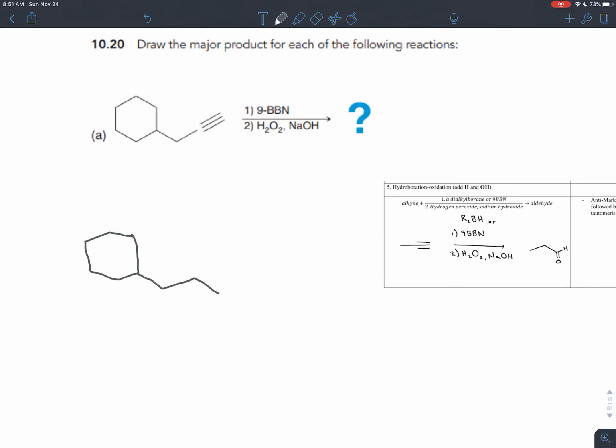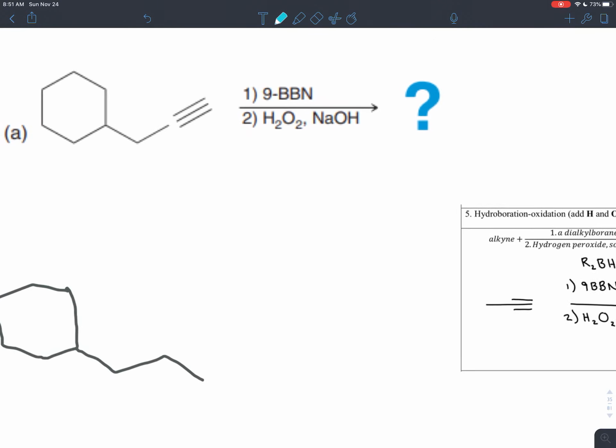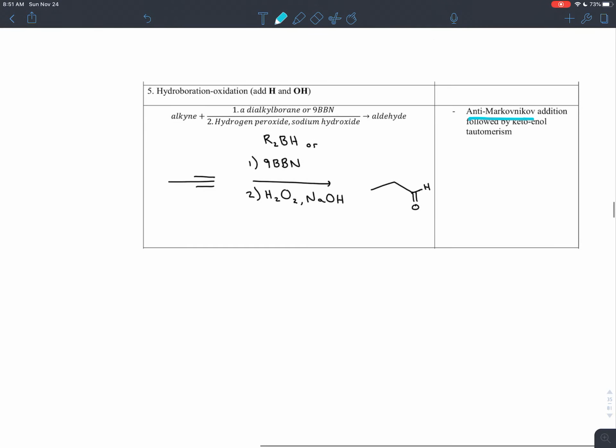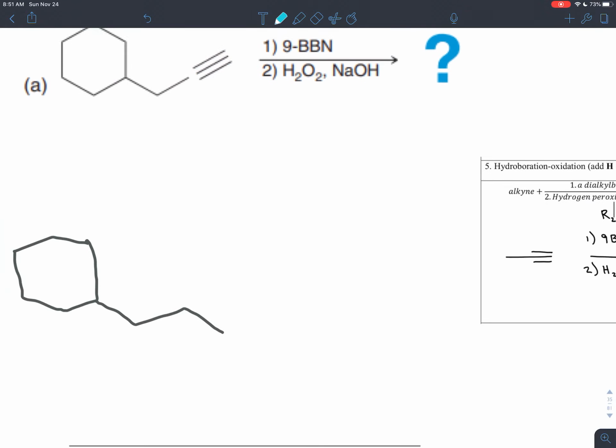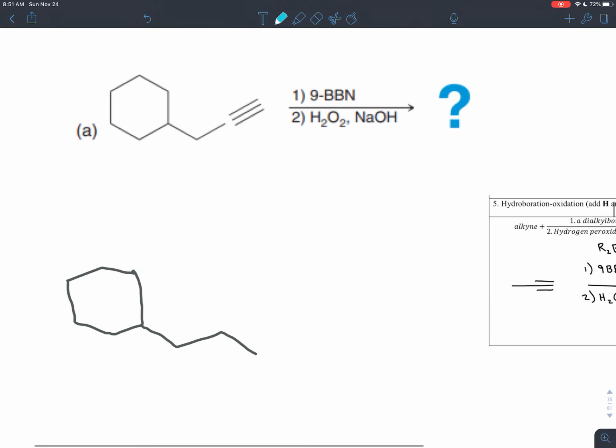Now, of the 2 carbons in the double bond, this is anti-Markovnikov addition, so the oxygen is going to go on the less substituted one. This one on the end is primary, and the one in the middle is secondary. Right? This one is bonded to just 1 carbon. This one is bonded to 2 carbons.